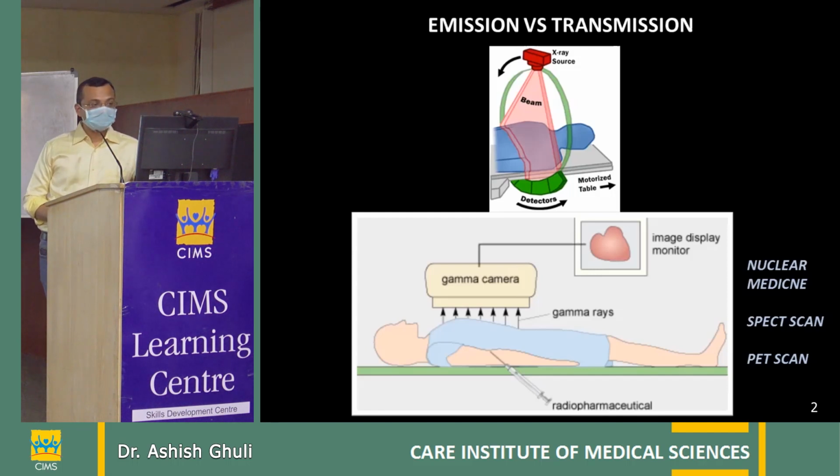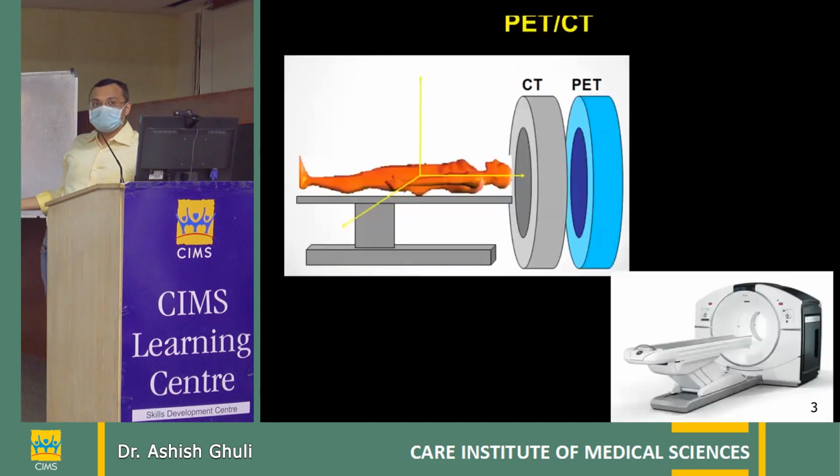But in nuclear medicine, the radiopharmaceutical is injected into the patient's body, and after going into the body, rays are emitted from the patient's body, and those are detected. So that is the basic difference between CT, that is the transmission scan, and nuclear medicine, which is the emission scan. So this is the pictorial depiction of the PET and CT.